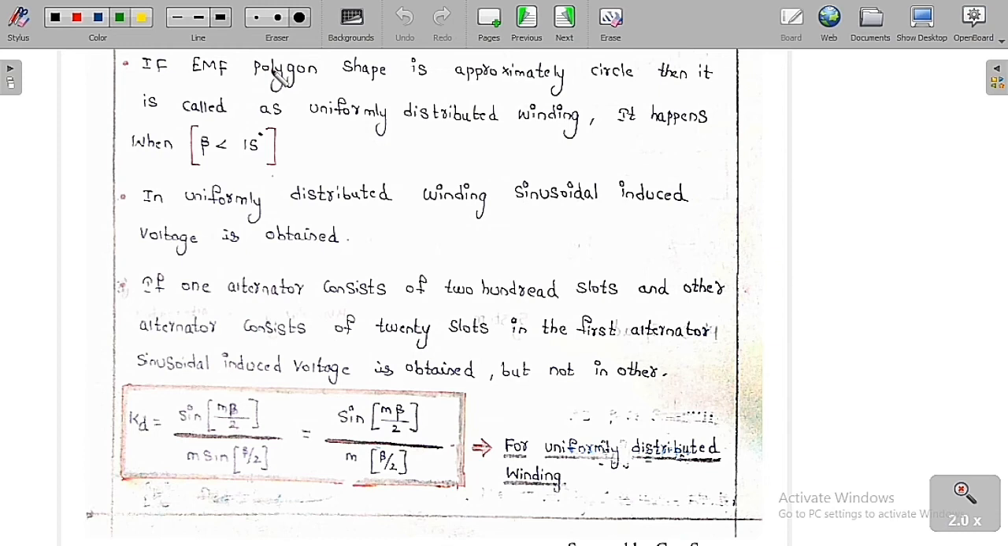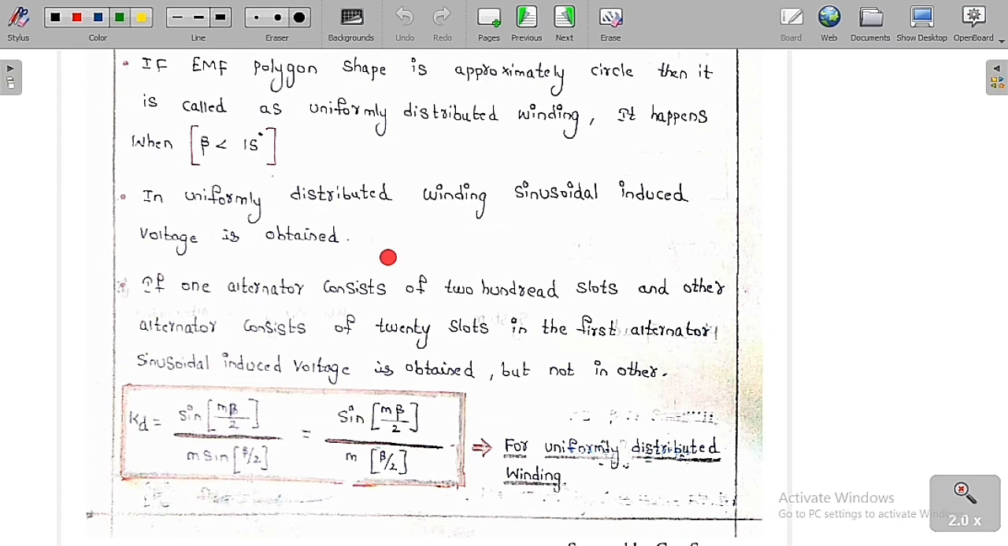So for uniformly distributed winding, this is going to happen. Uniform means the number of slots increases. So the EMF polygon shape is approximately a circle, and then it is called a uniformly distributed winding. It happens only whenever the slot angle is less than 15 degrees. In a uniformly distributed winding, sinusoidal induced voltage is obtained.